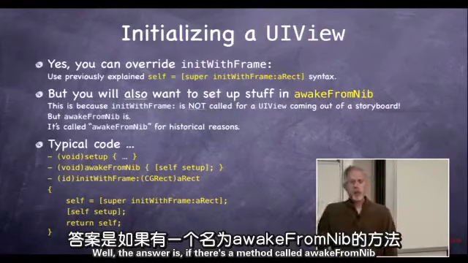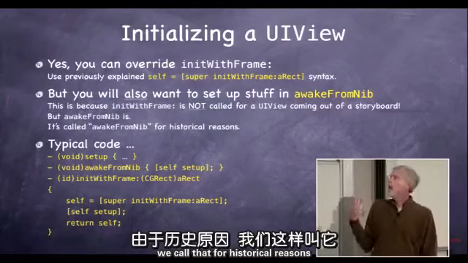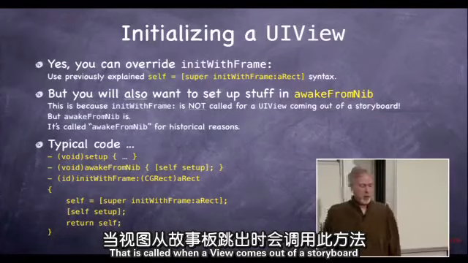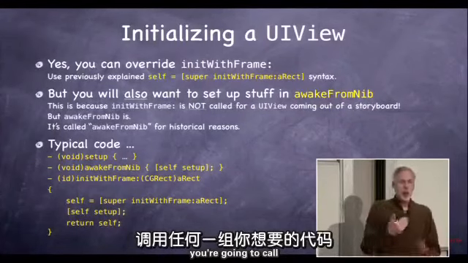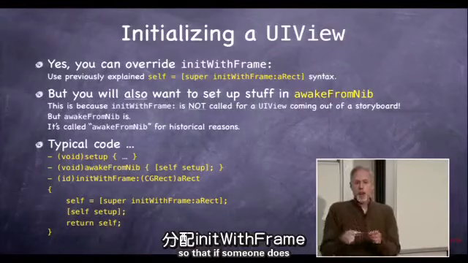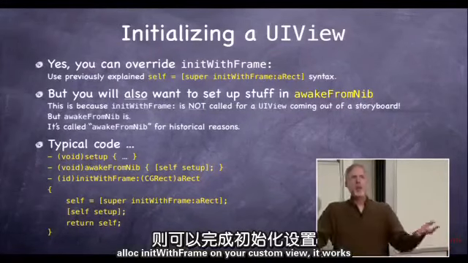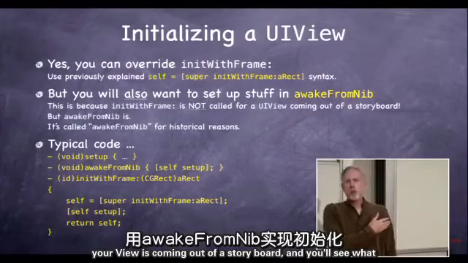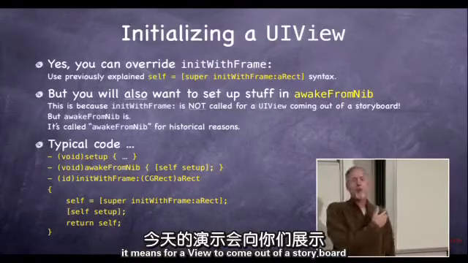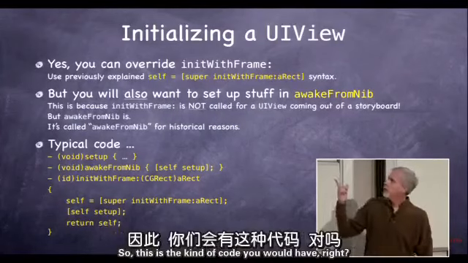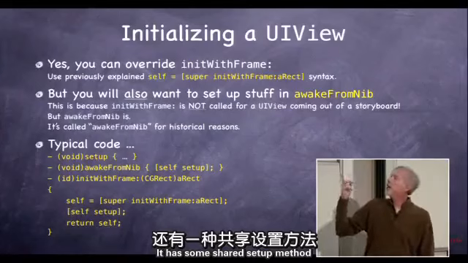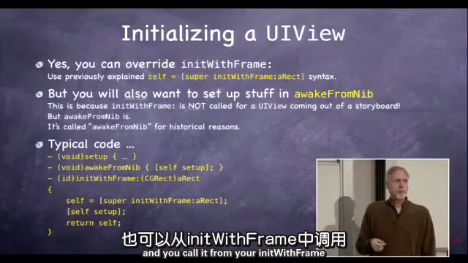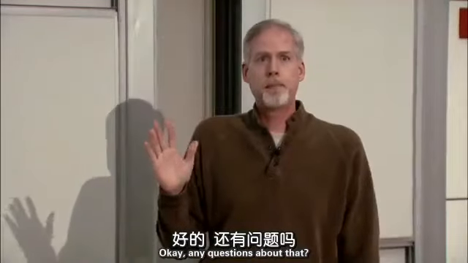Well, the answer is that there's a method called awake from nib. It's called that for historical reasons. That is called when a view comes out of a storyboard. And so any setup code that you would want, you're going to call from both init with frame, so that if someone does alloc init with frame on your custom view, it works. And you're also going to do it in awake from nib, just in case your view is coming out of a storyboard. And you'll see what it means for a view to come out of a storyboard in the demo today. So this is the kind of code you would have, right? You'd have some shared setup method, and you'd call it from awake from nib, and you'd call it from your init with frame. Okay, any questions about that?